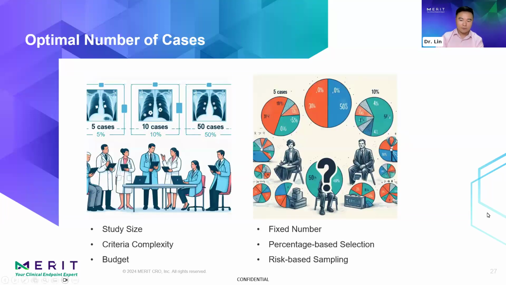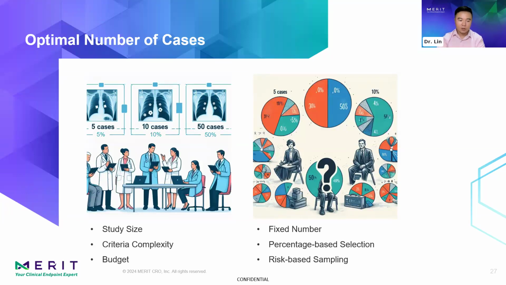And the ideal number of cases to use for variability read is not a one-size-fits-all answer. However, it's important to consider the cost and the statistical power of this evaluation. And these are the factors influencing case selection. For example, the study size. For smaller trials with few participants, a small number of cases may suffice, while large trials may require a larger sample size to ensure adequate statistical power.